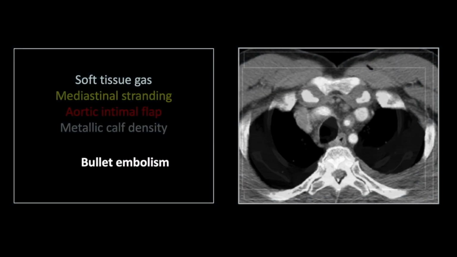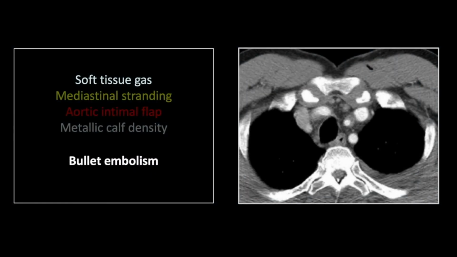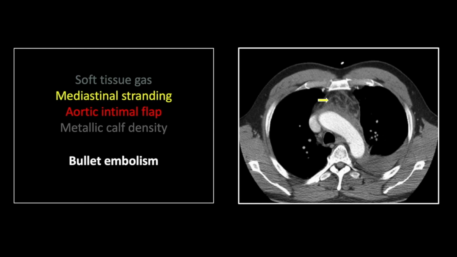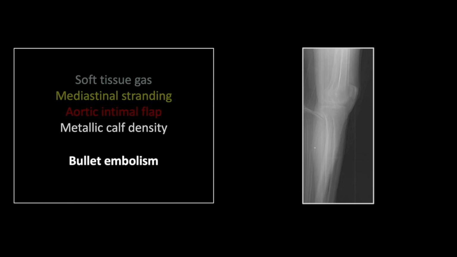Our last case is a BB or bullet embolism. You see here a tract of gas in the left pectoral region, which again, by its linear course, would actually mislead and distract you from this mediastinal stranding, which clearly requires explanation. And lastly, this tiny intimal flap on the posterior aspect of the aortic arch. The whole body scout film is what brought this whole case together, though.